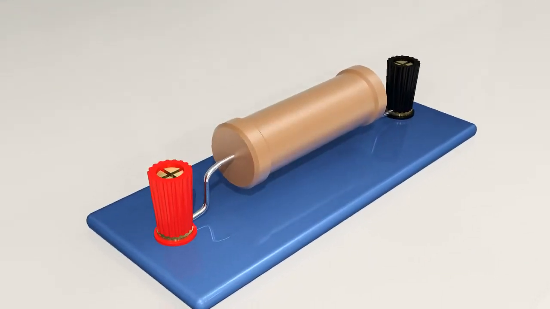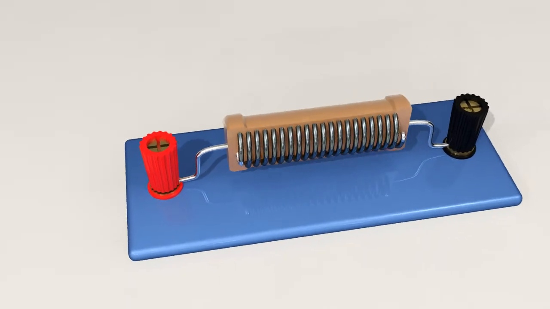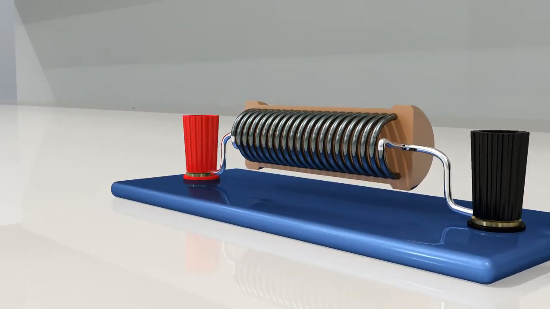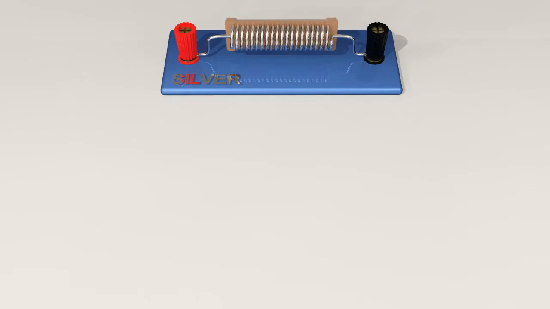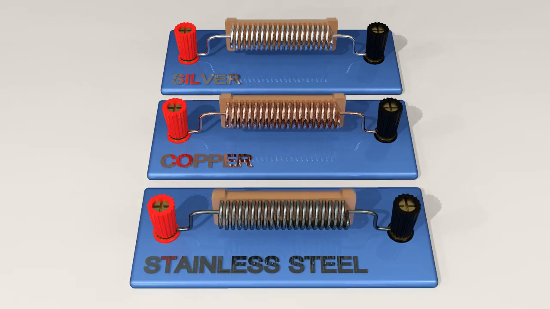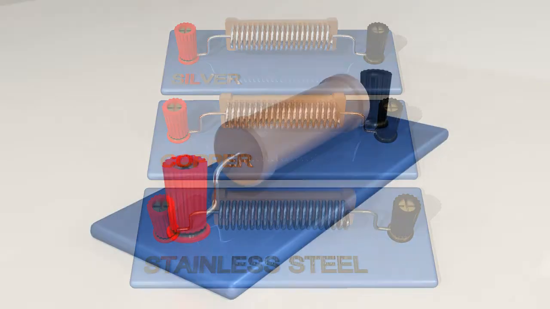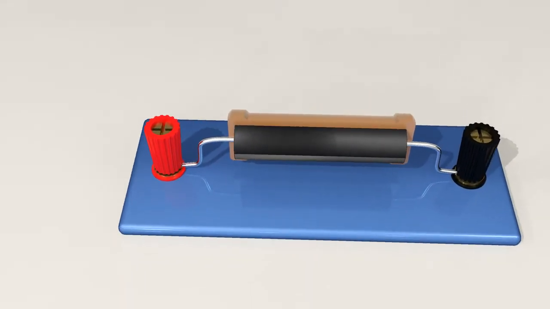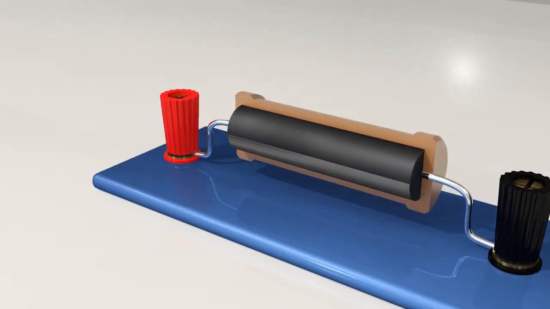Metal resistors are usually composed of a metallic helicoid or simply a metal wire coil. A resistor made of silver wire, which is one of the best electrical conductors, will have a lower resistance than one equal in size made of copper wire. In turn, a resistor made of stainless steel wire will exhibit a resistance about 40 times higher than a copper wire. Non-metal resistors are typically made of a conducting block element, often graphite or graphite-based material.